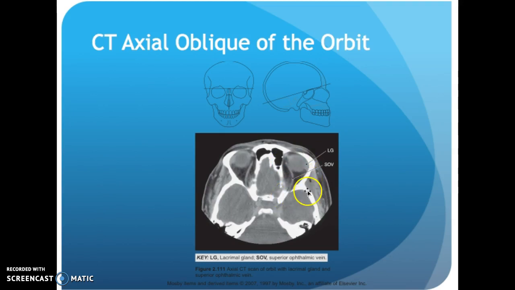See how the orbit looks distorted? And it looks like a little bit of a different density between the globe and the piece lateral, so you can see it well over here. So that's your lacrimal gland.